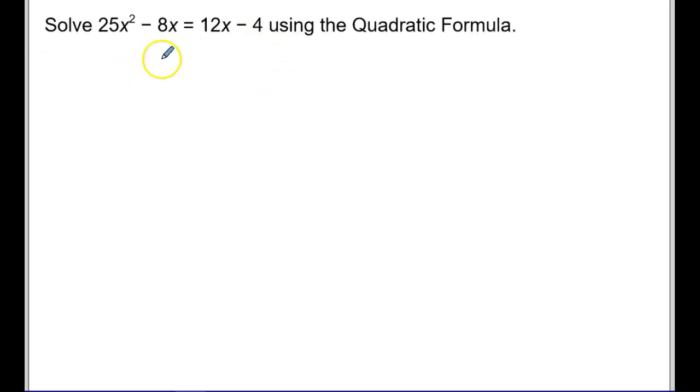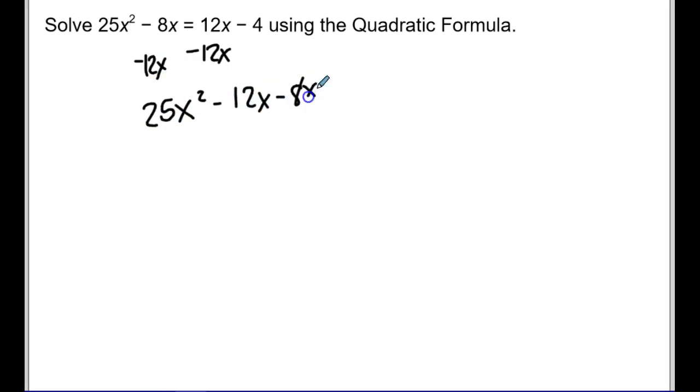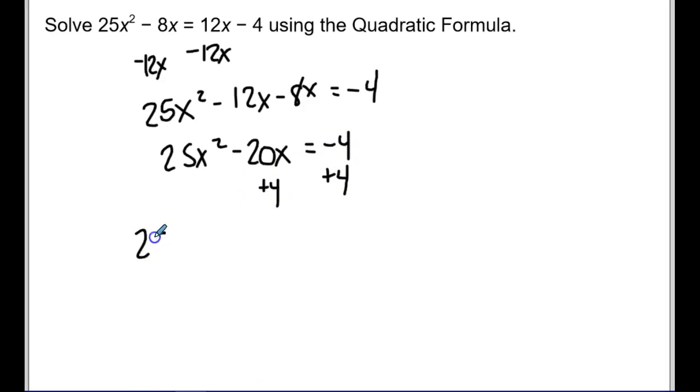So now here's a different one. We're going to use the quadratic formula. So again, I have values on both sides of my equation. So I need to subtract my 12x from both sides. So 25x squared minus 12x minus 8x equals negative 4. Well, I can simplify here. So 25x squared, negative 12 minus 8 is negative 20x, equals negative 4. So now I need to add this 4 to both sides. So 25x squared minus 20x plus 4 equals 0.